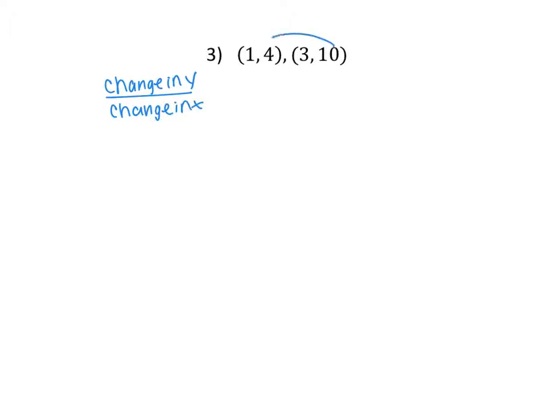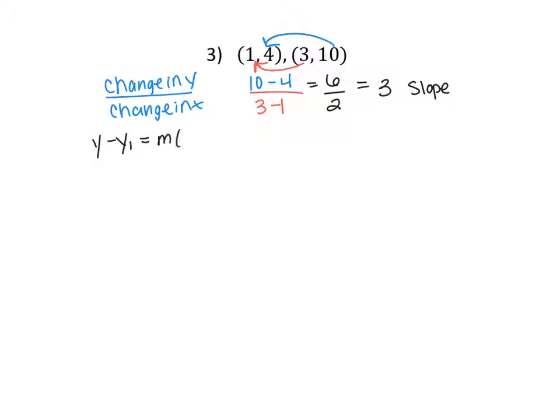So you're going to subtract the y values, and you want to make sure you keep the order of subtraction, and then subtract the x values, so those will go on bottom. So 10 minus 4 is equal to 6, 3 minus 1 is equal to 2, and this will simplify to 3. So 3 is going to be our slope. And then we just continue to do what we did before. We substitute all this stuff into our point-slope equation.